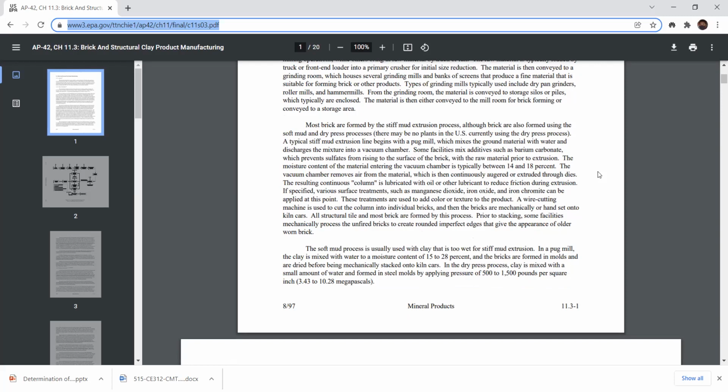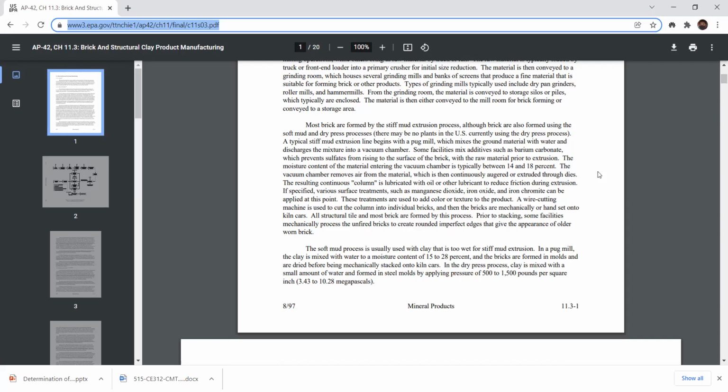Some facilities mix additives such as barium carbonate, which prevent sulfates from migrating to the surface of the brick, with the raw material prior to extrusion. The moisture content of the material entering the vacuum chamber is typically between 14% and 18%, so that the resulting column is continuous. The vacuum chamber removes air from the material, which is then continually extruded through the dies.